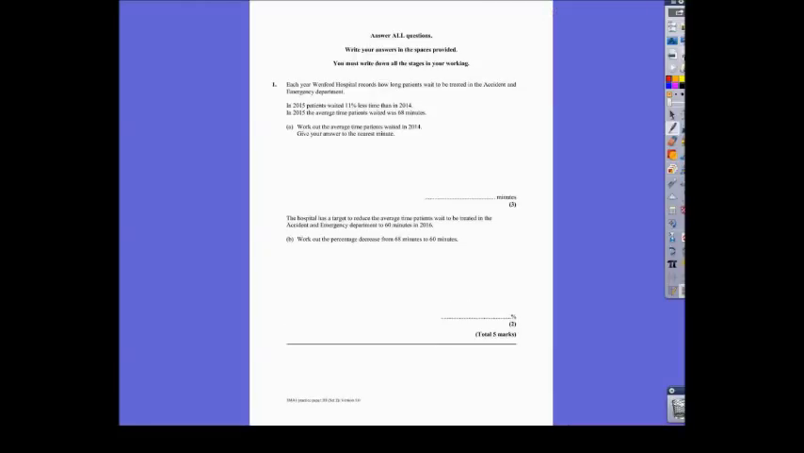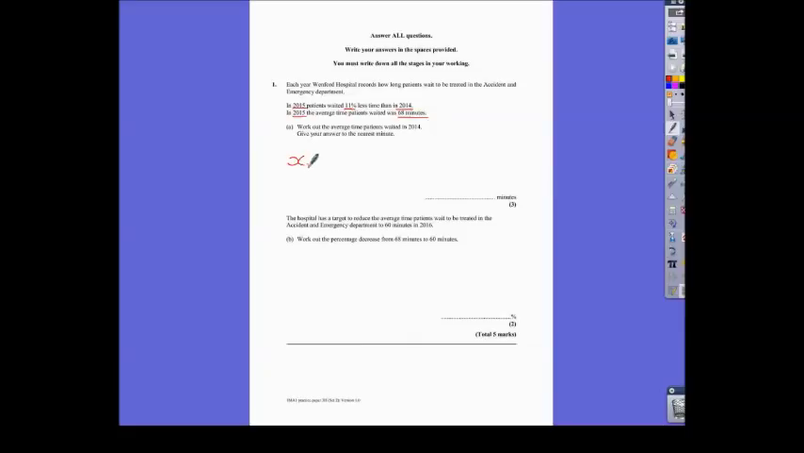Question 1. Each year, Wenford Hospital records how long patients wait to be treated in the Accident and Emergency Department. In 2015, patients waited for 11% less time than in 2014. So in 2015, they waited 11% less than in 2014. In 2015, the average waiting time was 68 minutes. Work out the average waiting time for 2014.